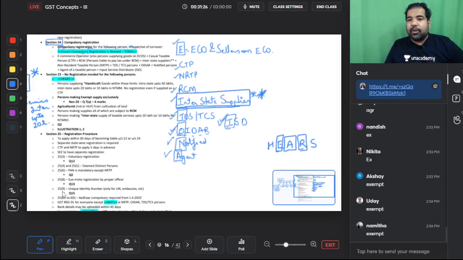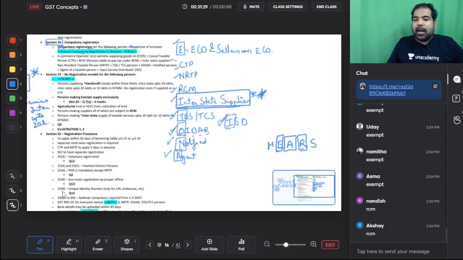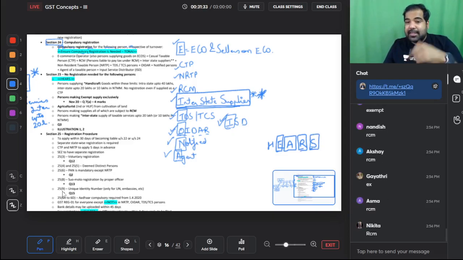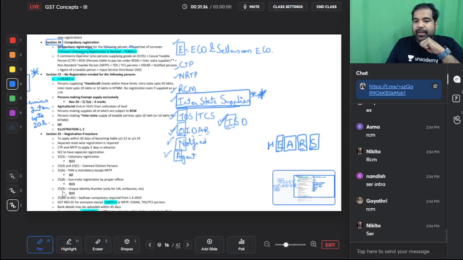What does R stand for if you are making supplies which are taxable but under RCM? Why are you worried? What is S? Services interstate, up to what limit? 20 lakh limit.